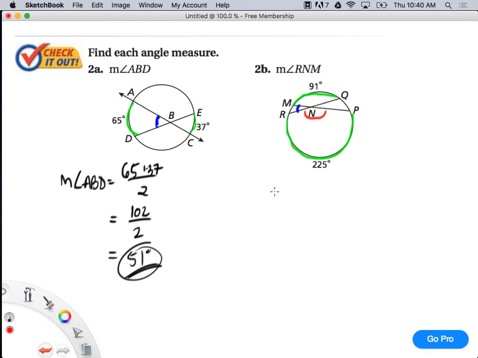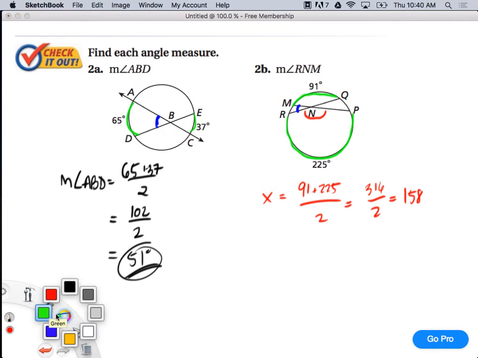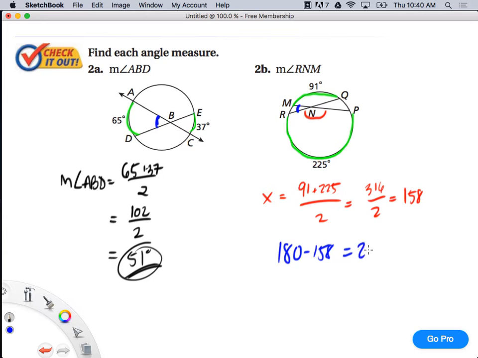So that angle, I'll call it X, is equal to half of 91 plus 225 over 2. 91 plus 225 is 316 over 2, 158. Good job. So that's 158, but wait a second. What's the blue angle? Because that's what I'm actually interested in. 180 minus 158 is 22. Good job, because they're supplementary.